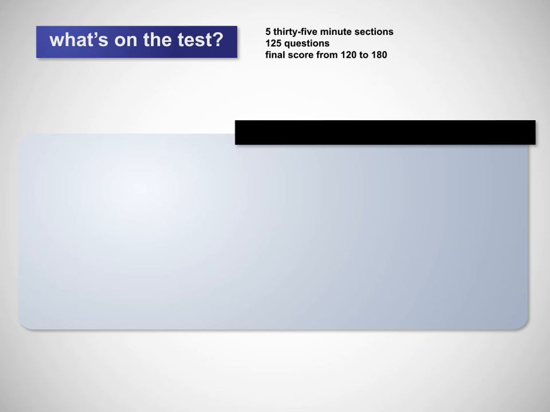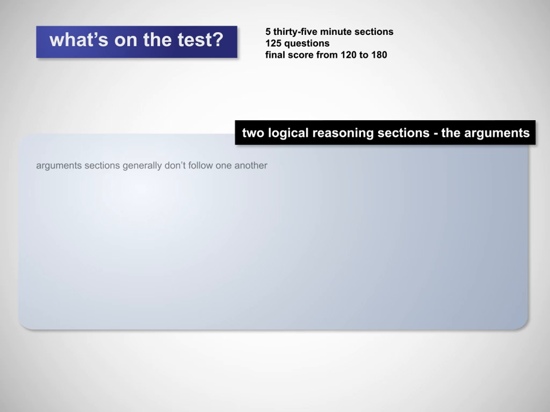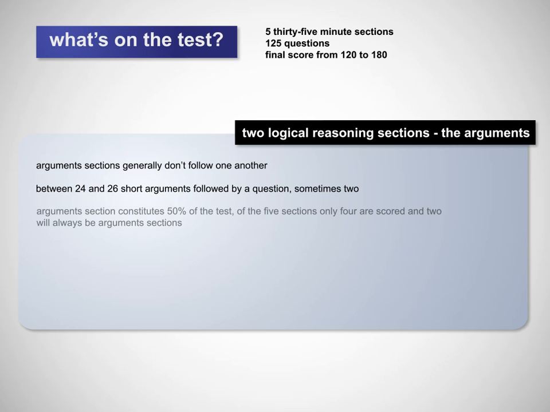In addition, you're always going to have 2 logical reasoning sections, otherwise known as argument sections. There's going to be 2 of them, and these sections generally don't follow one another. In each section, you're going to have between 24 and 26 short arguments, followed by a question, sometimes 2 questions per argument. And the argument section constitutes 50% of the test. Because of the 5 sections, only 4 are scored, and of those 4, 2 will always be argument sections.